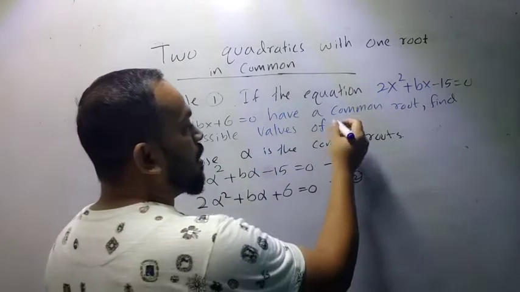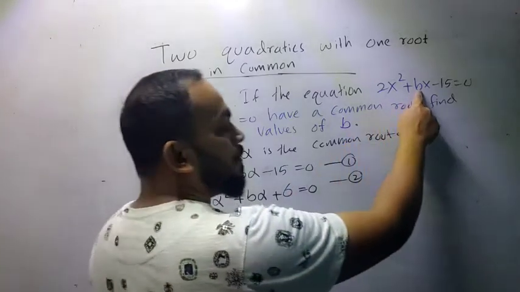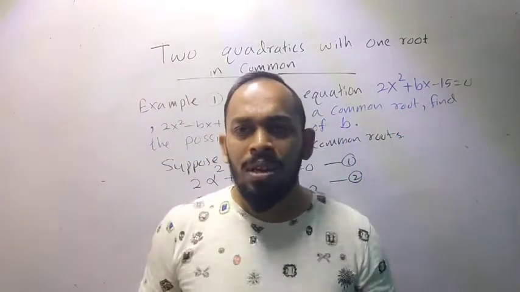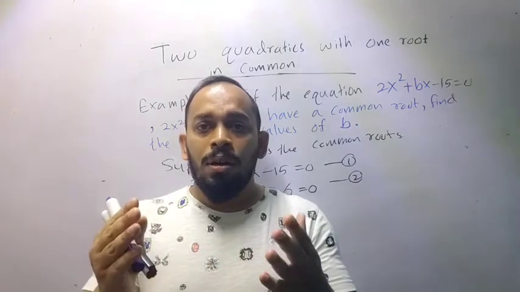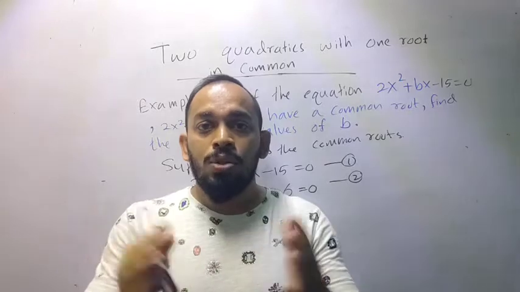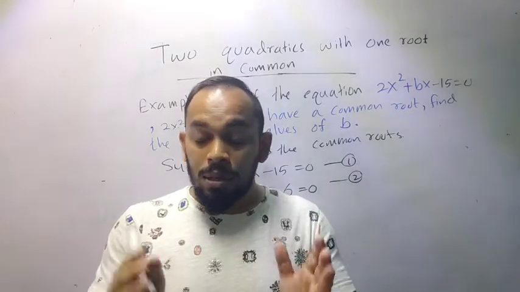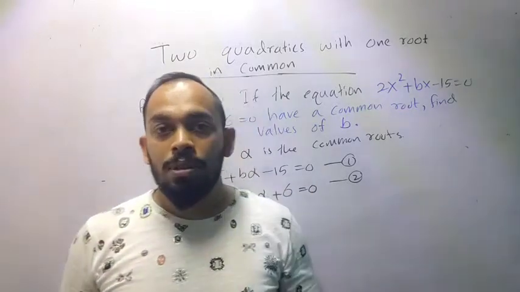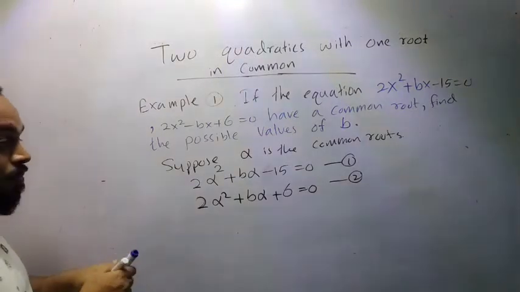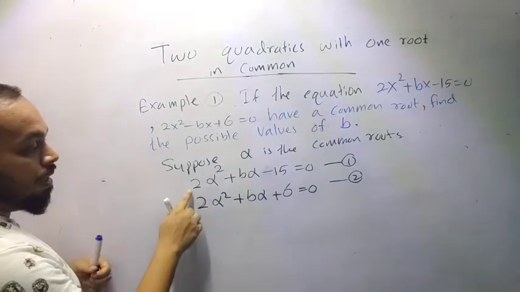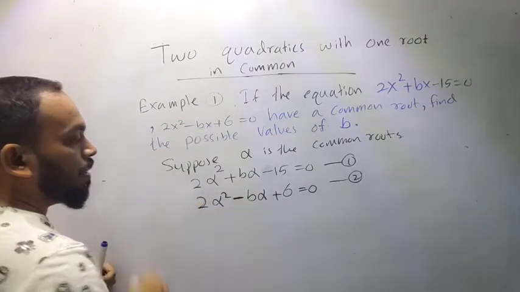What is b? b is a coefficient, right? So in a way, what they are hinting at is to make us find the relationship between the coefficients of the quadratic equations. That's what they are hinting at. So we should do that. First, get rid of alpha squared. Sorry, this has to be negative.